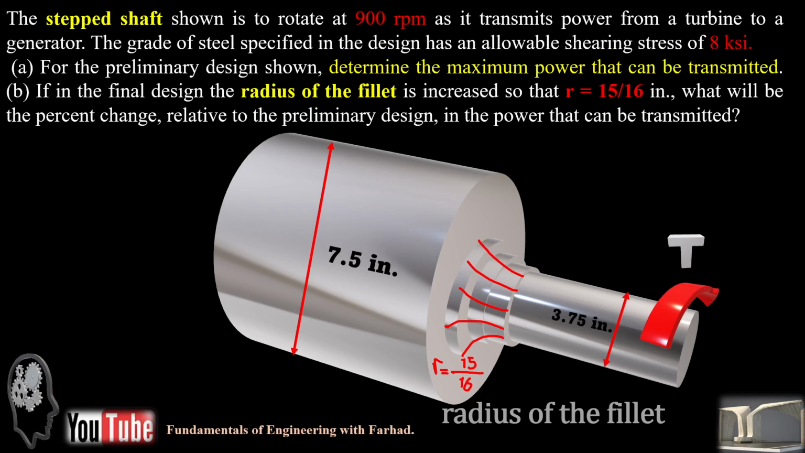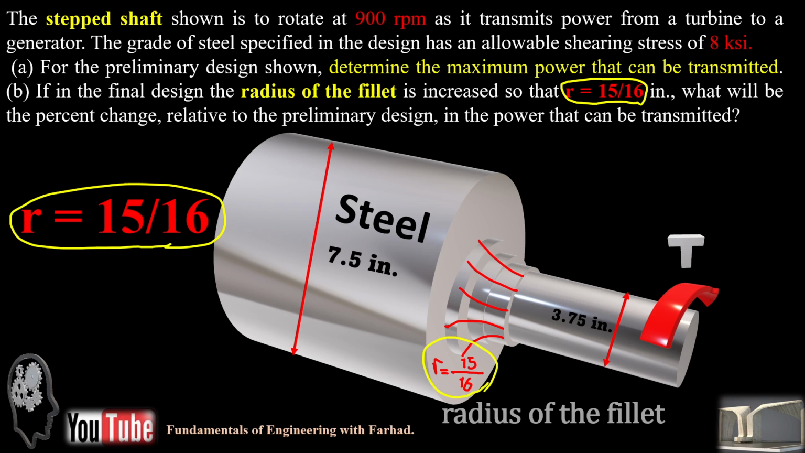Let's follow our previous example of a stepped shaft which rotates at 900 revolutions per minute to transmit power from a turbine to a generator. In the first part, we just reviewed this problem with a radius of fillet of 9/16, and we just want to know what if we increase the radius of fillet to 15/16 in terms of shear stress, torsional torque, and also power transmitted.